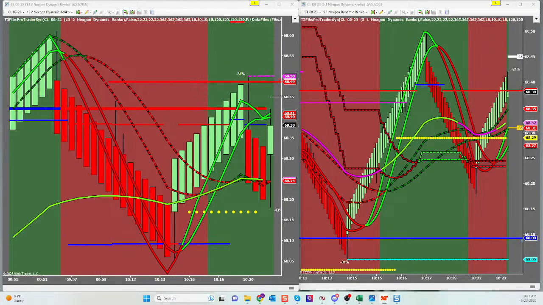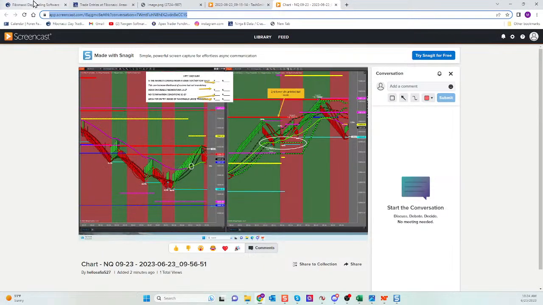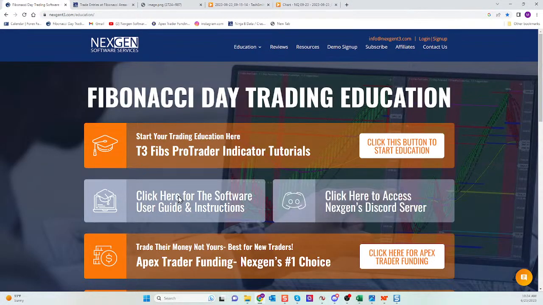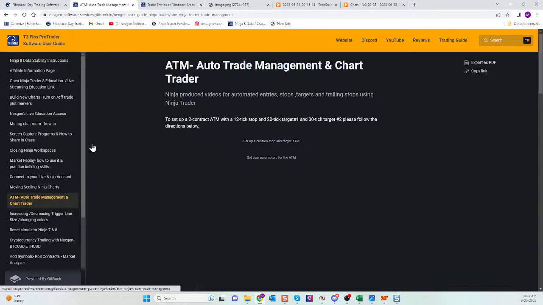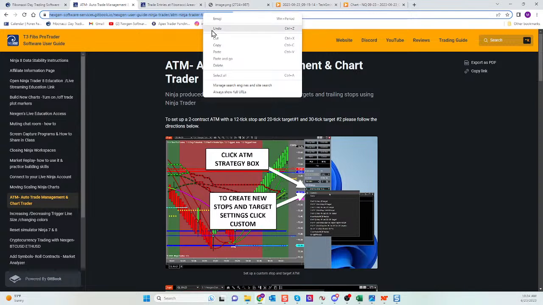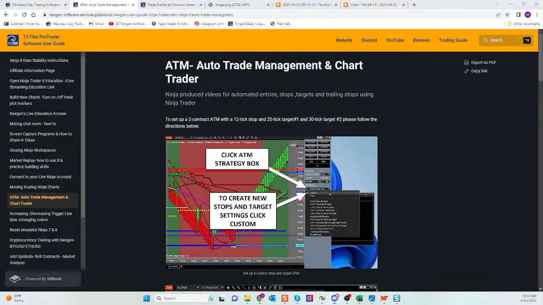And then, as much as I love to give you guys fish, I also want to teach you to fish. So if you go to the education page and you click on the software user guide, your NinjaTrader how-to, there's an entire section on stops and targets. Guys, I'll go over these every day to make sure you're comfortable with it. Practice getting in the market. Practice setting up stops and targets. Go through that a couple times, right? Get good at it. Get comfortable with it. Great question.